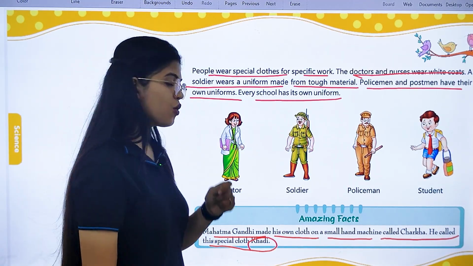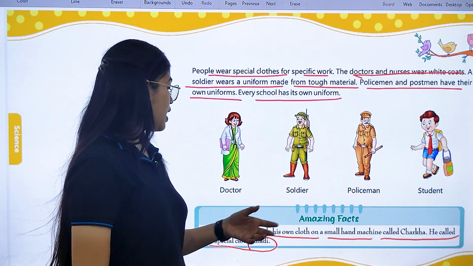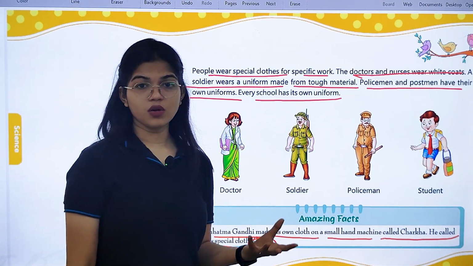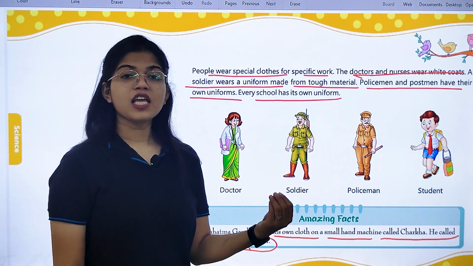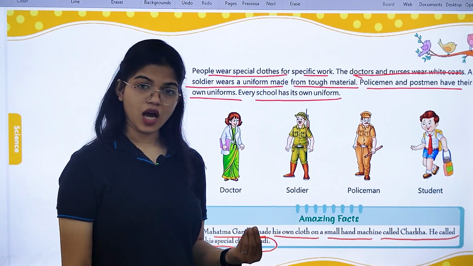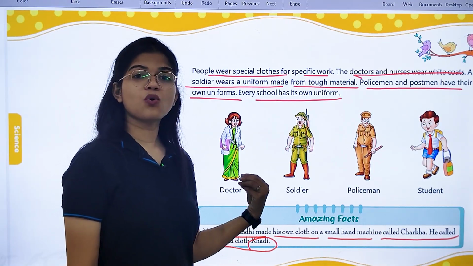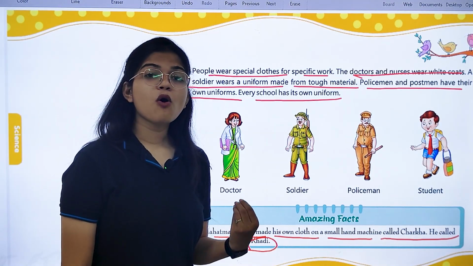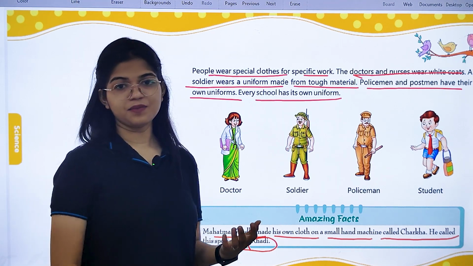Then Mahatma Gandhi, who is the father of our nation, made his own cloth by using a small handmade machine. The name of that machine was charkha, and by using that charkha, he made his own cloth, and the name of the cloth made by Mahatma Gandhi is khadi.